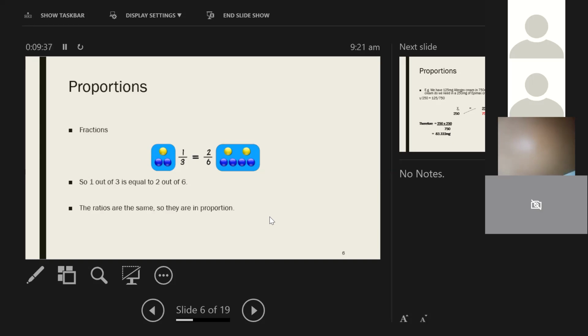But also you can write 1 out of 3 as 2 over 6. Do you agree? You've got 1 over 3 and it says it's equal to 2 over 6. Do you agree? Why do you agree? What have you done there? What has happened there?